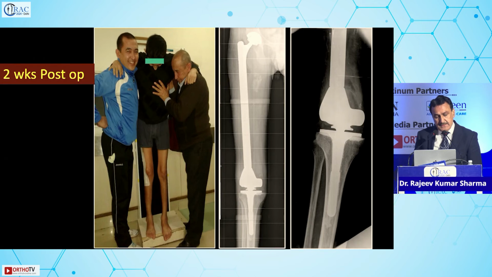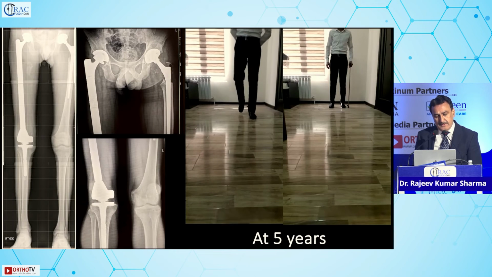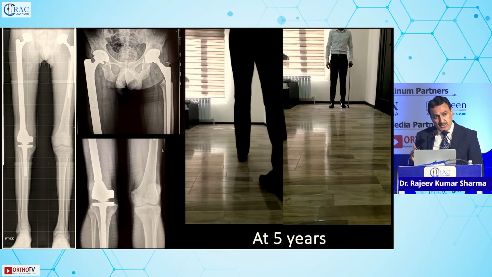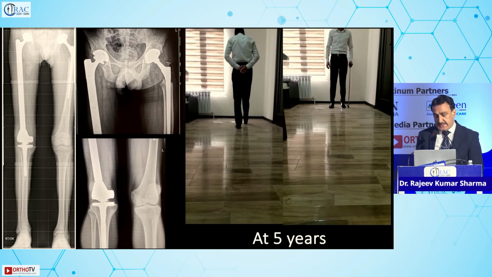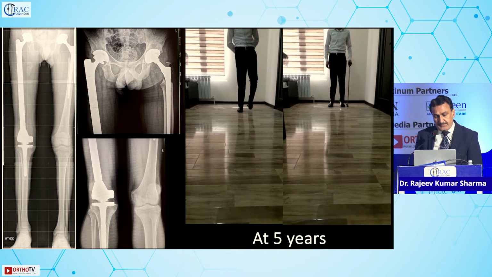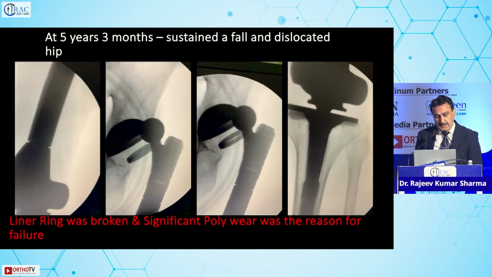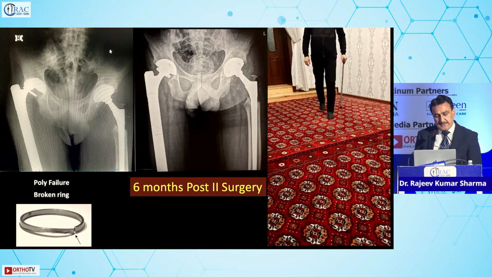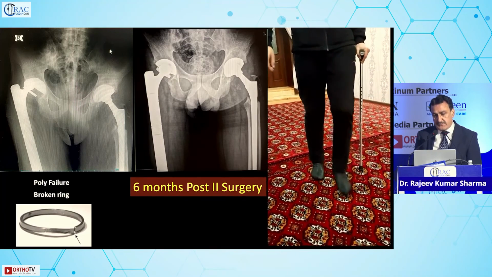Post-operative at 2 weeks, the patient was able to stand. At a follow-up of 5 years, he was able to walk, albeit with a small amount of limp, and was using a cane. That's what we advised him. And you see, at 5 years and 3 months, he sustained a little fall and dislocated the hip joint, and this dislocation was because of the poly failure. The ring was broken, and that's how this was revised. At 6 months post-operative, the patient is doing well.